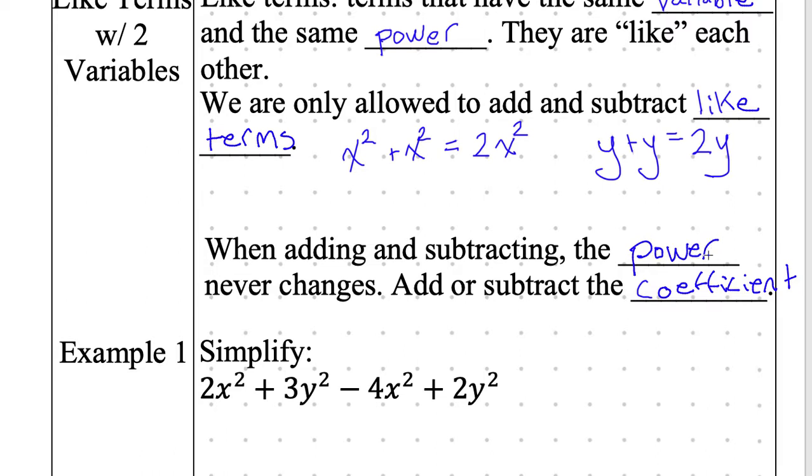Power never changes. You do change the coefficient. All we're doing today is adding and subtracting. Tomorrow we do multiplication and division. Today is just adding and subtracting. So all of today, if you change the power, you are doing something wrong. You only change the coefficient. You're adding and subtracting the coefficients if they are like terms. Everyone nod your head. At least you're awake.